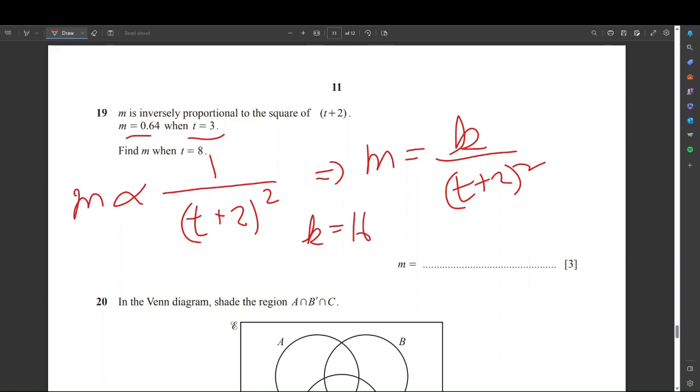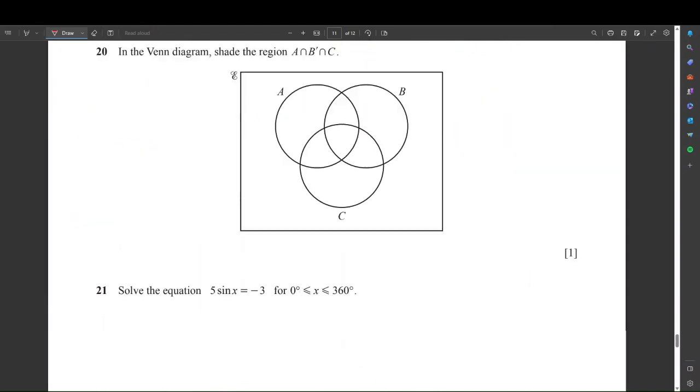So this in turn becomes m is equal to 16 divided by t plus 2 whole squared. When t is equal to 8, 8 plus 2 is 10, 10 squared is 100, 16 divided by 100 is 0.16. So the answer for m when t is equal to 8 is 0.16.